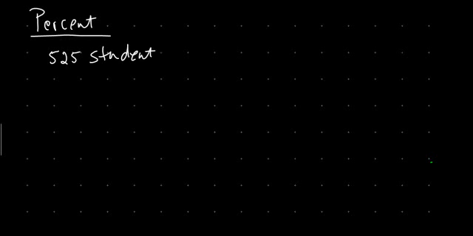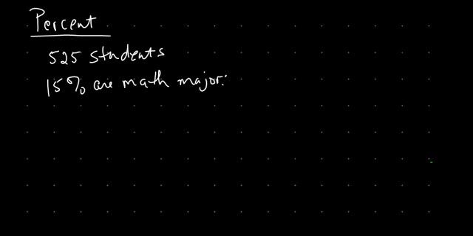Okay, let's continue our discussion on percent. So in the last video we talked about what it meant to say, let's say we have 525 students, and we do a survey and find that, let's say, 15% are math majors. What does that mean? How many of those students are math majors, if 15% are math majors?